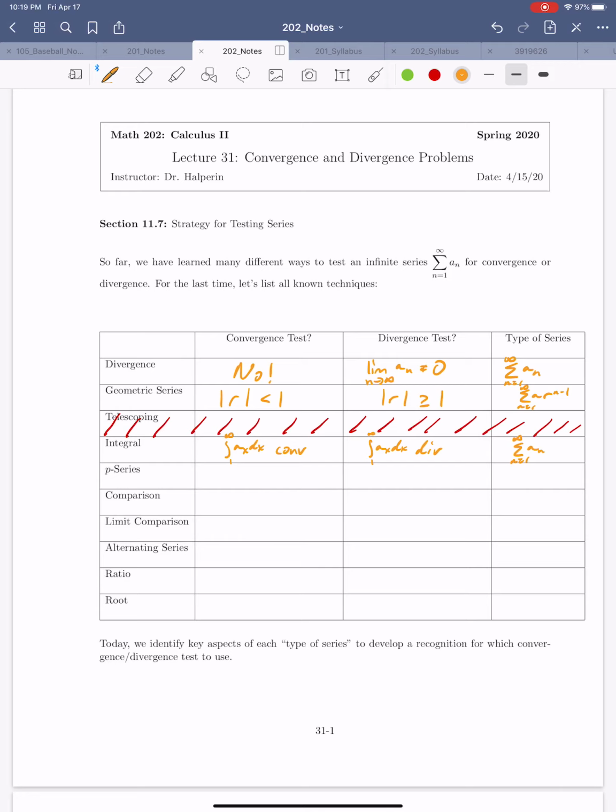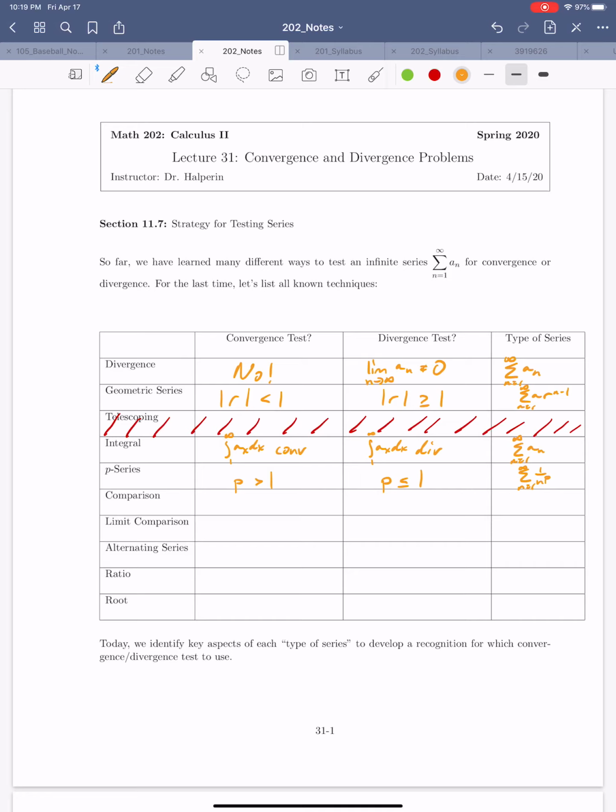P series is a pretty straightforward looking series, right? We've got the sum from 1 to infinity of 1 over n to the p. The series converges if p is greater than 1. Diverges otherwise.